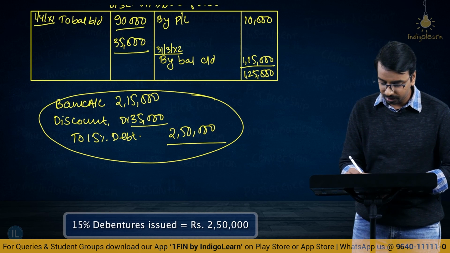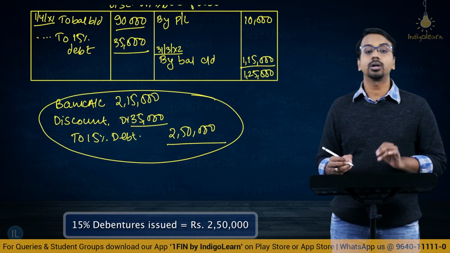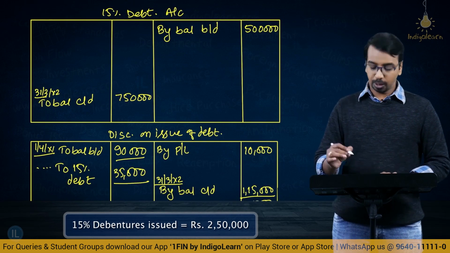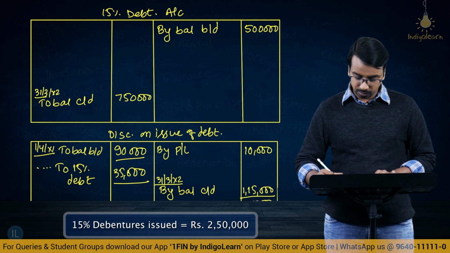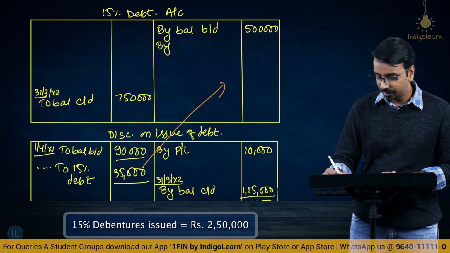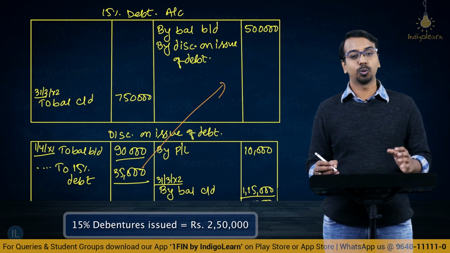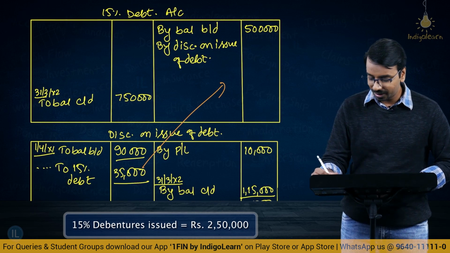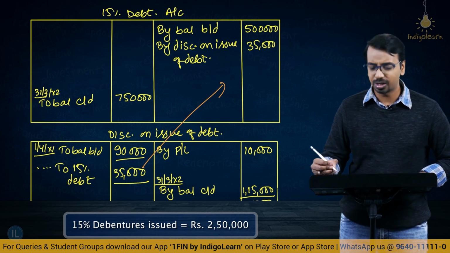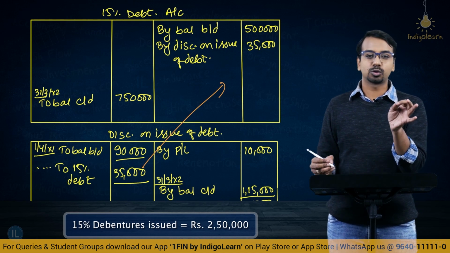So, what will be the entry here on whatever is the issue date? We do not know. To 15% debenture account 35,000, right? Come to debentures account. This 35,000 will be credited to debentures account. So, you will say by discount on issue of debentures. What is the amount? 35,000. And we have already computed that the amount collected in bank is 2,15,000.